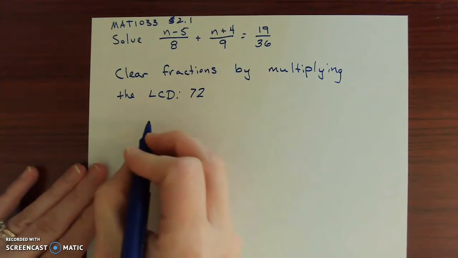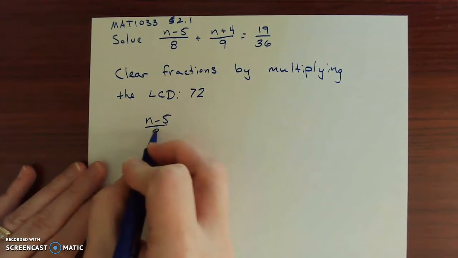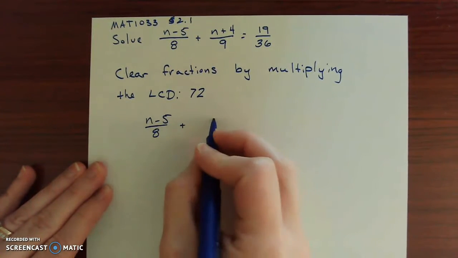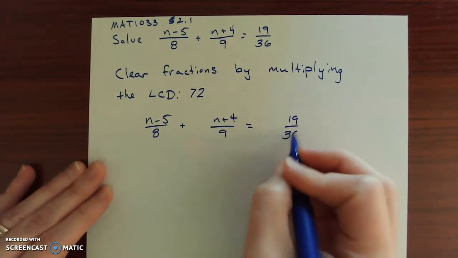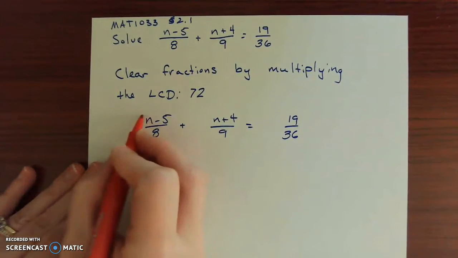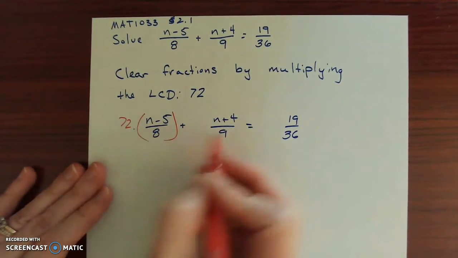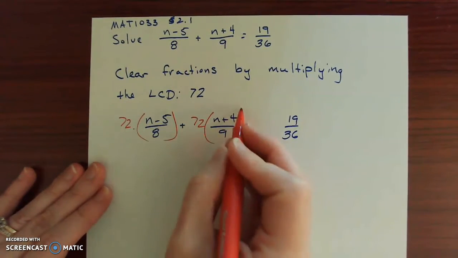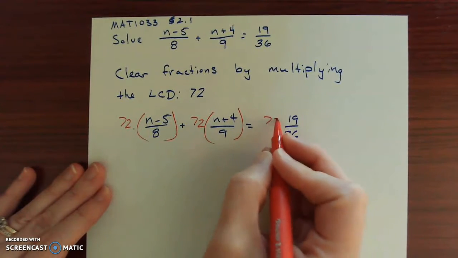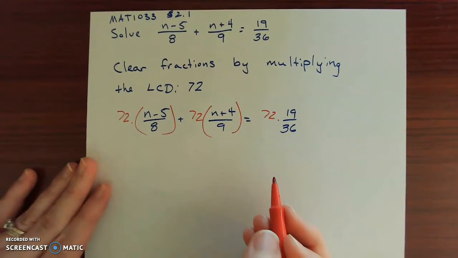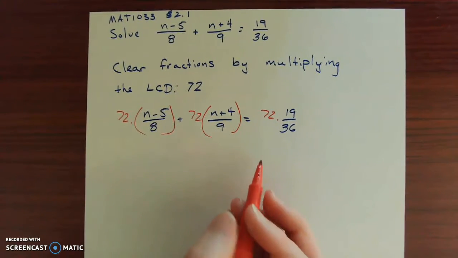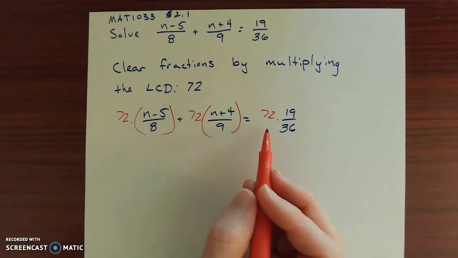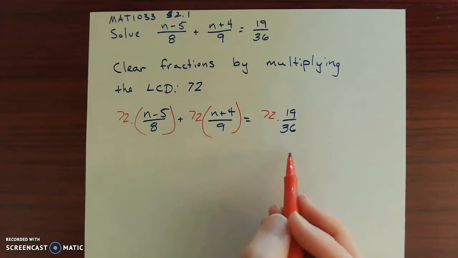So I'm going to take each expression in the equation and multiply it by 72. Okay, so 72 times the first expression, 72 times the next expression equals 72 times this value on the right-hand side, and we are ready to simplify. Remember, we're allowed to do this because I'm multiplying both sides, the entire left side and the entire right side, by the same thing.